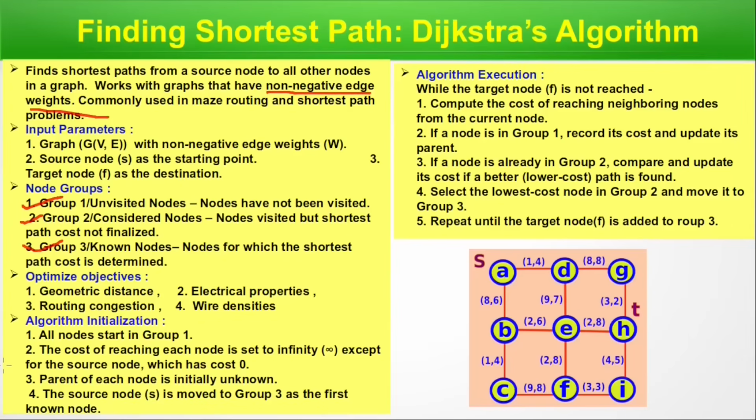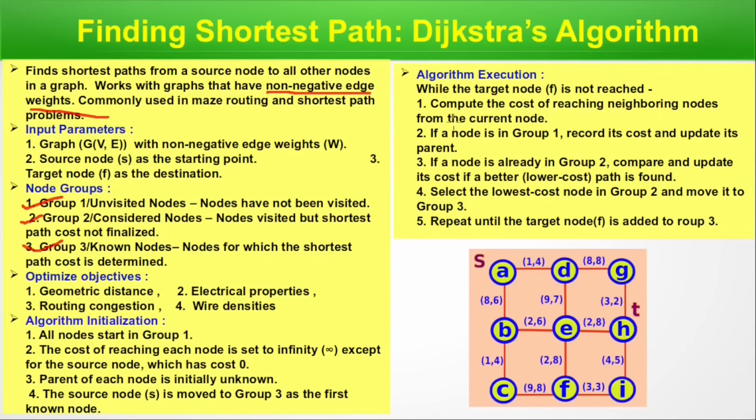And algorithm initialization: all nodes start in group 1. The cost of reaching each node is set to infinity, except for the source node, which has cost 0. This is the source and this is the target. The parent of each node is initially unknown. The source node is moved to group 3 as the first known node, its value is set to 0 and its cost is known. So we will first move it to the third group, that is known nodes. From there, we will start solving the problem.